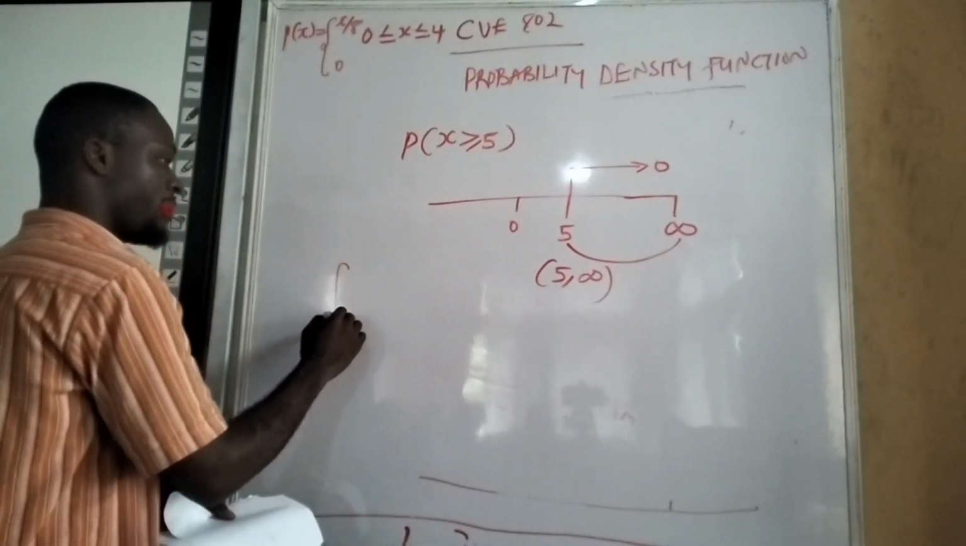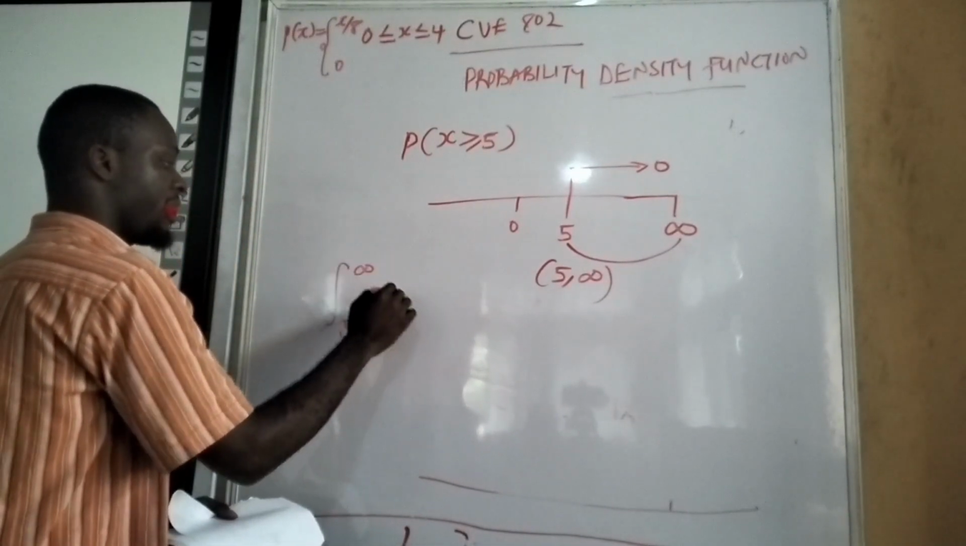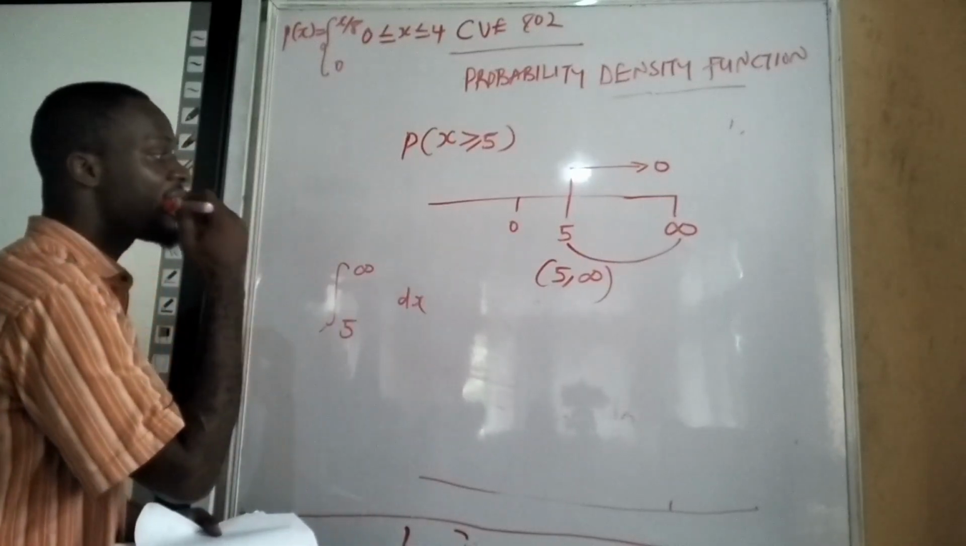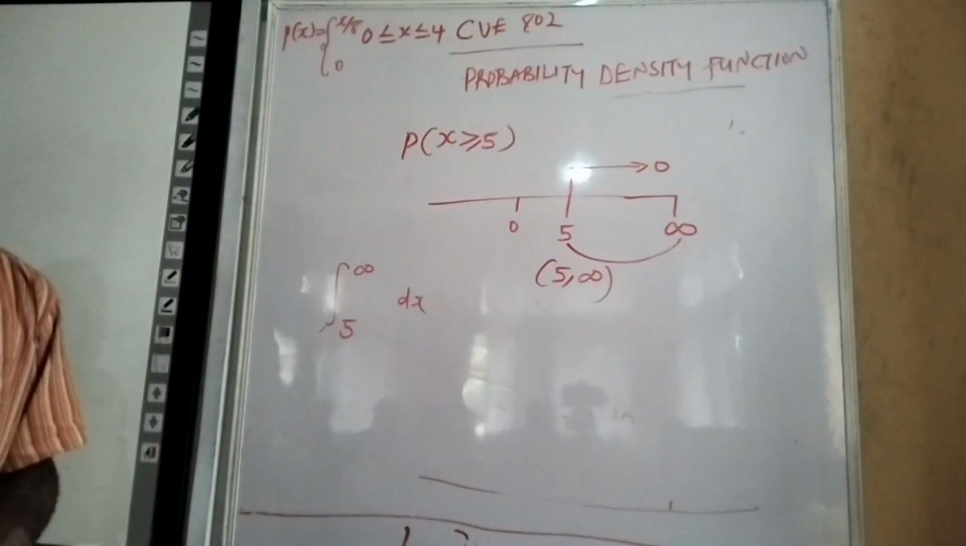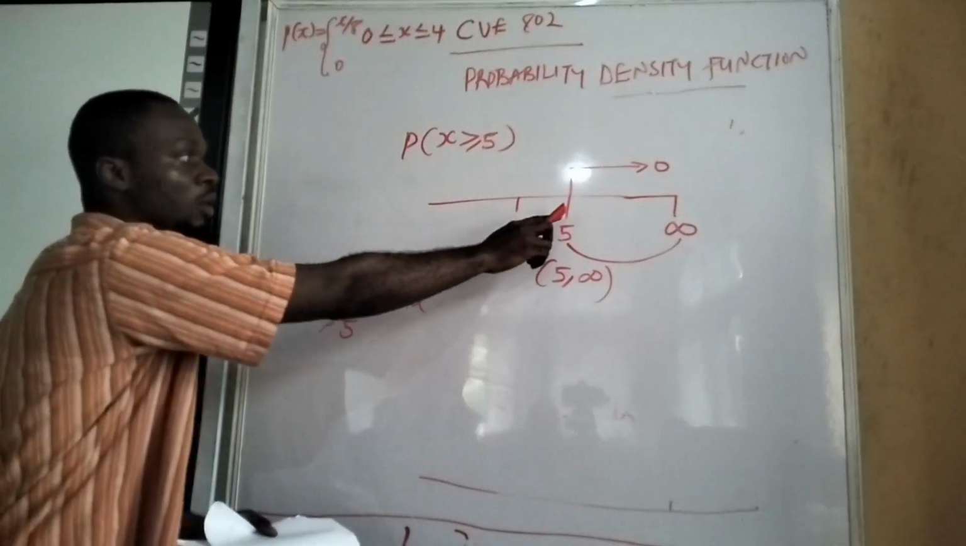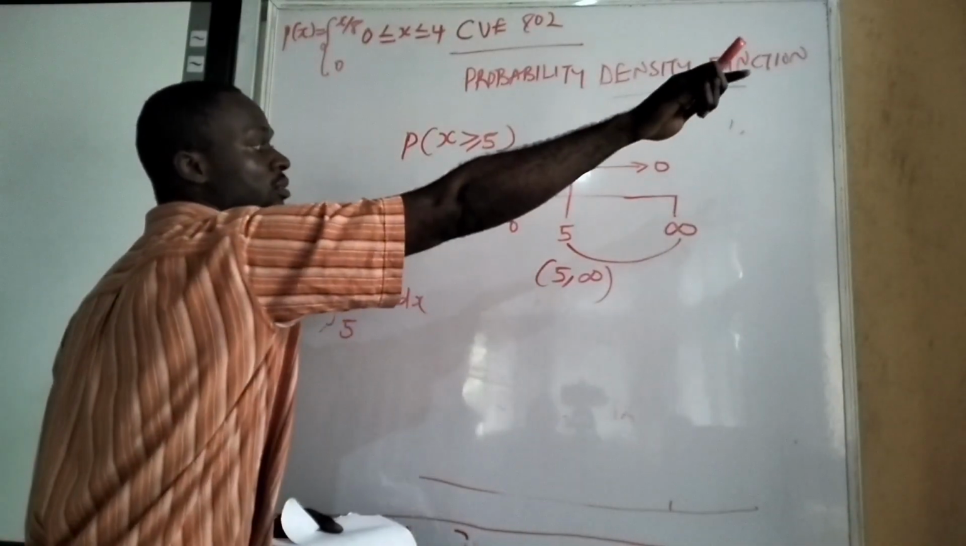So if something is greater than 5 it is heading to positive infinity, so you have to integrate between 5 and infinity. You integrate from 5 to infinity. Now, these are a reference point. The reference for the number line, but our own is from 5 to infinity.